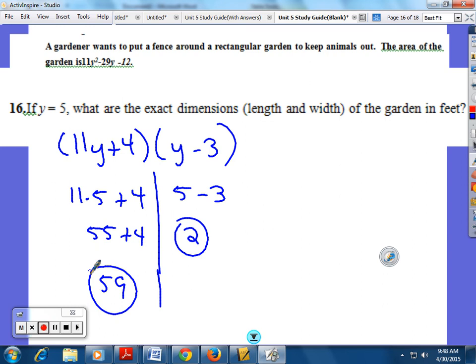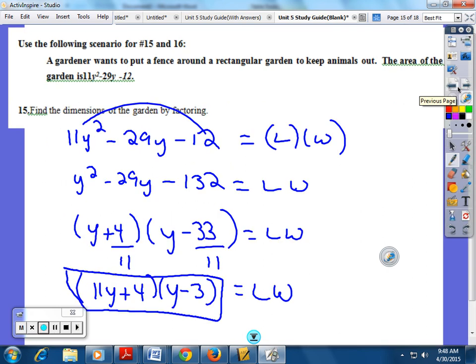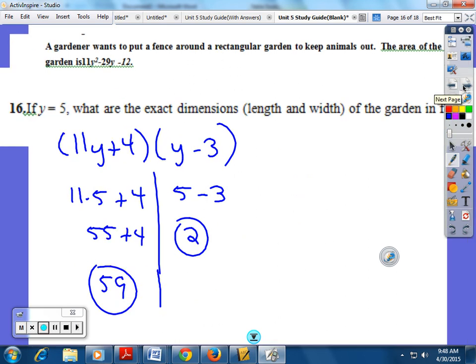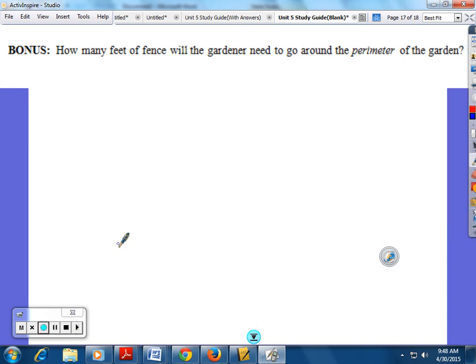And then the bonus. They didn't ask us to find just the length or just the width, because we don't know which one is the length and which one is the width. It doesn't matter in this problem because they just said find the two exact dimensions. We did that. And then the bonus, they ask us how many feet the gardener will need to go around the perimeter of the garden?